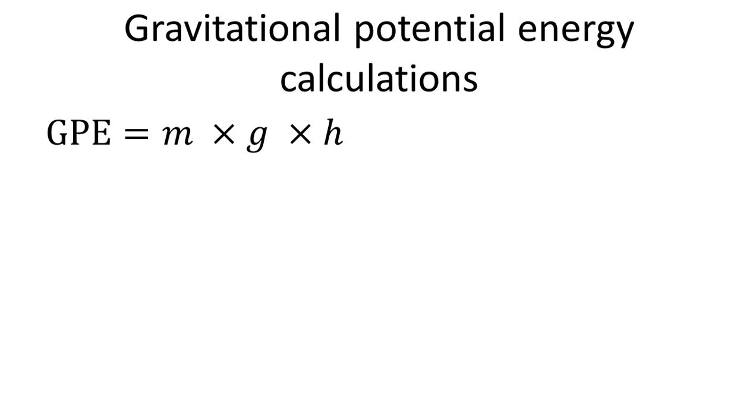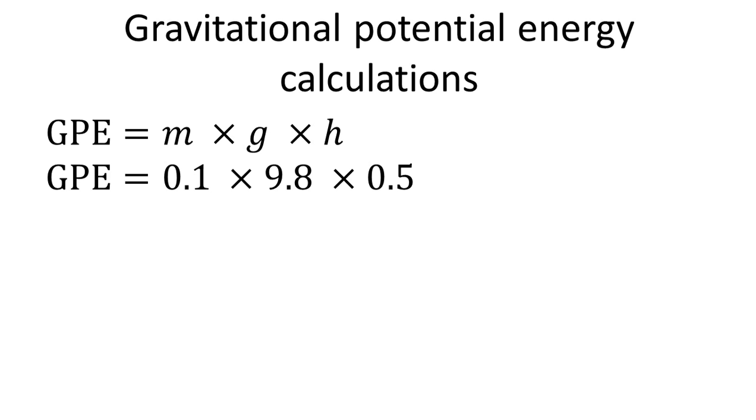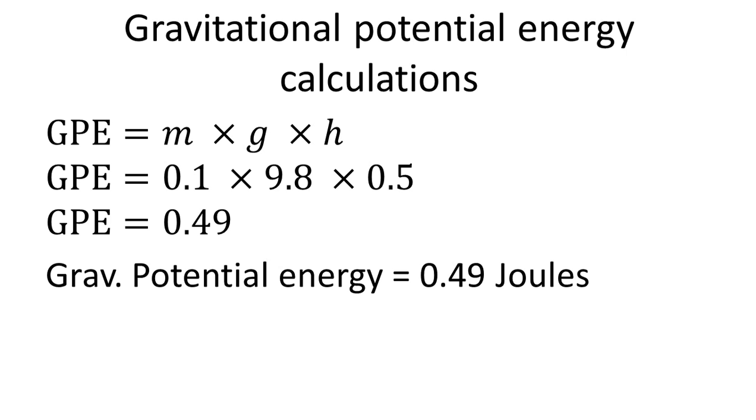Let's go to the formula. GPE equals M times G times H, which equals 0.1 kilograms times 9.8 newtons per kilogram times 0.5 meters. We calculate those to get 0.49. We need units, so gravitational potential energy in this case is 0.49 joules of energy.